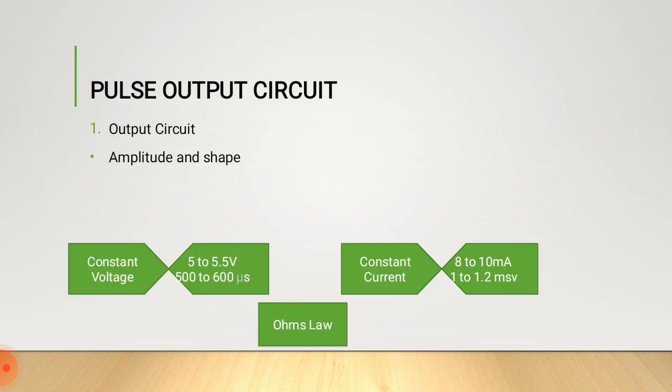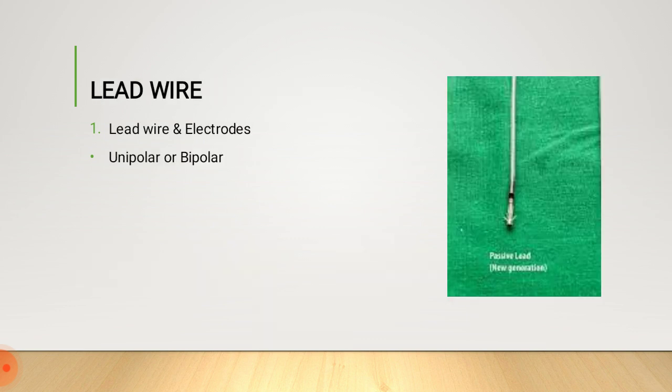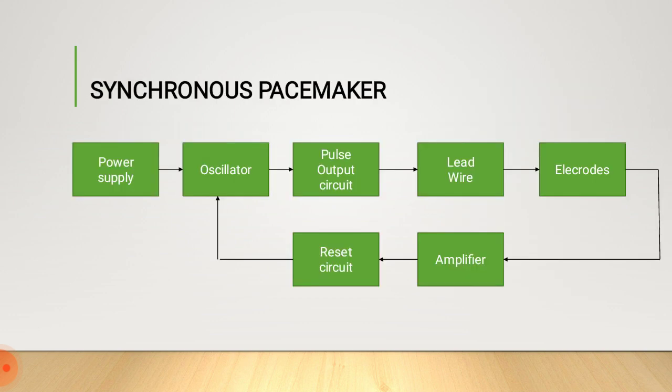Pulse output circuit. It can change the amplitude and shape. Lead wires are connected to the heart. There are two types: it may be unipolar or bipolar.